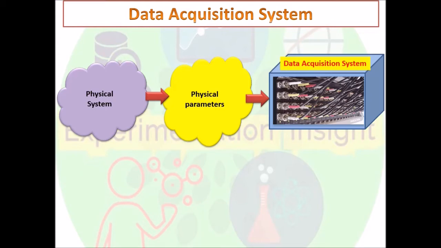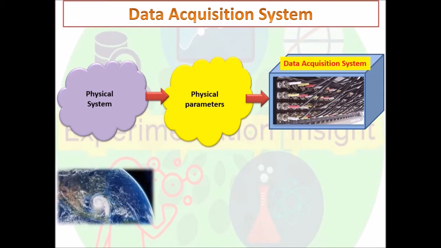The data acquisition system is useful for understanding the behavior of any physical system, and based on this measured data we can improve, modify or make a better design. So we are going to see one example of a physical system here. The weather or climate conditions are one of the physical systems which we have taken.